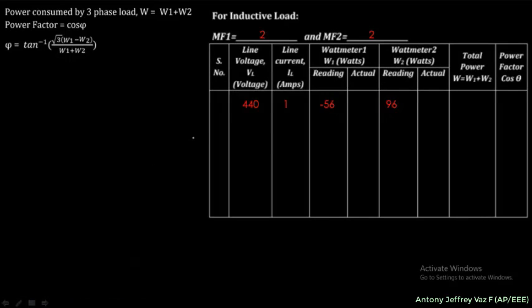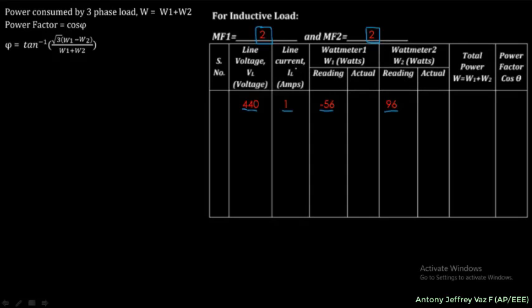Okay. For inductive loads, you can see the line voltage is 440 volt, line current is 1 ampere, wattmeter 1 is showing minus 56 watt, and wattmeter 2 is showing 96 watts. Here for inductive loads, the multiplication factor is 2. You will be using a different wattmeter for measuring inductive load.